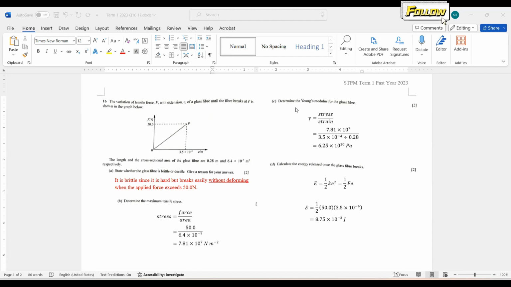And the next question is to determine the Young modulus for the glass fiber, where the formula is stress over strain, where the strain is the extension divided by the original length of the wire, which is 0.2 meter. So put in all the values, you should get the answer as 6.25 times 10 to the power of 10 Pascal. So the last part of question 16 is to calculate the energy released once the glass fiber breaks. The energy is given as half k e squared, or you could also use half F e since we have the force and the extension. So put in all the values and you would get the energy equal to 8.75 times 10 to the power of negative 3 Joule.